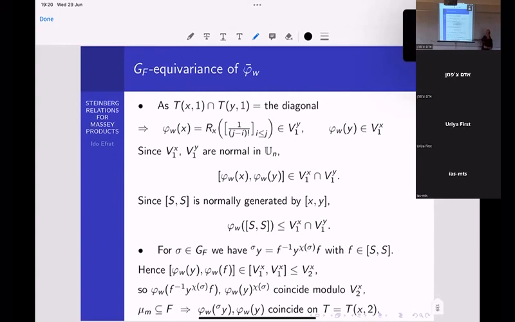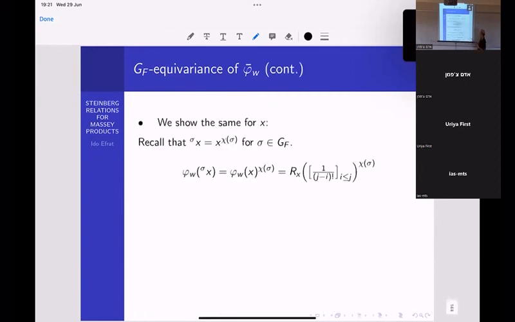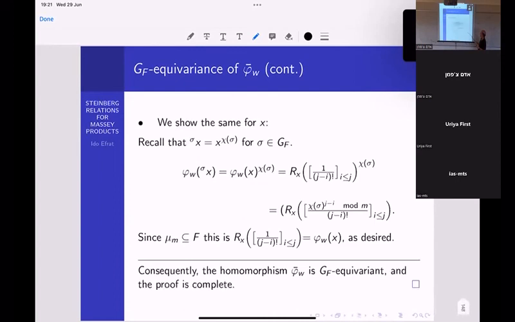So this is the equivariance on y, and equivariance on x is even simpler because we don't have this conjugation, so it's even quicker. So I'll skip this slide, and thus, because of these computations, phi bar W is gamma equivariant as we wanted to show. Let me finish with one question.